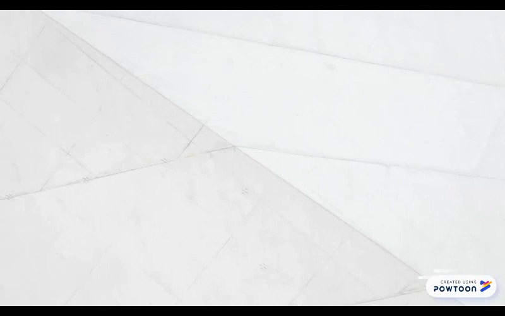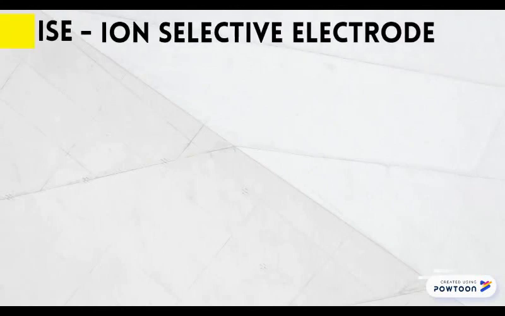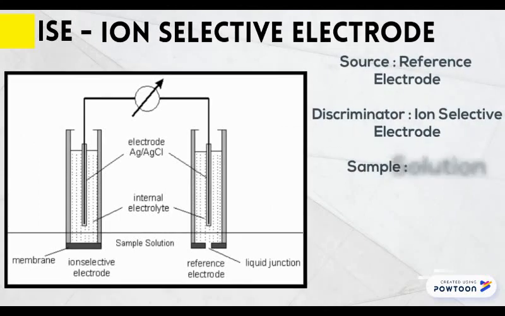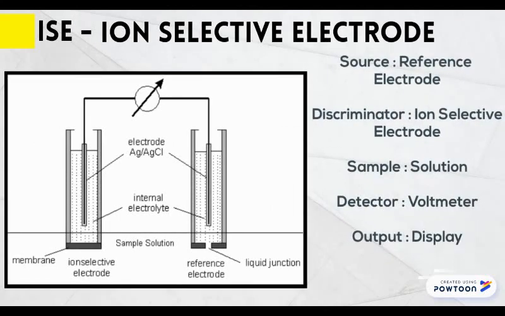Before conducting the experiment, we need to know what is ISE. ISE stands for ion selective electrode. The ion selective electrode works based on the principle of galvanic cell, which consists of a source electrode, a discriminator electrode, a sample, a detector, and an output.